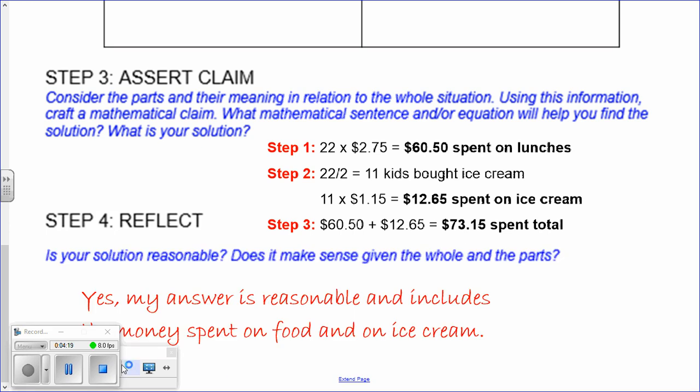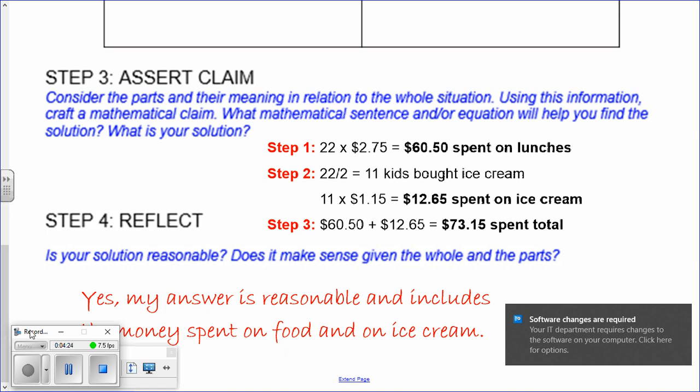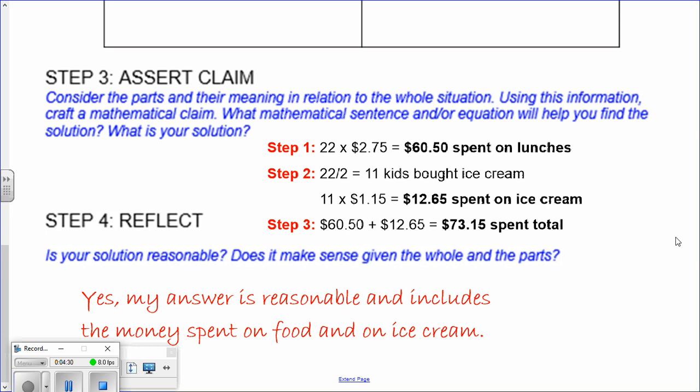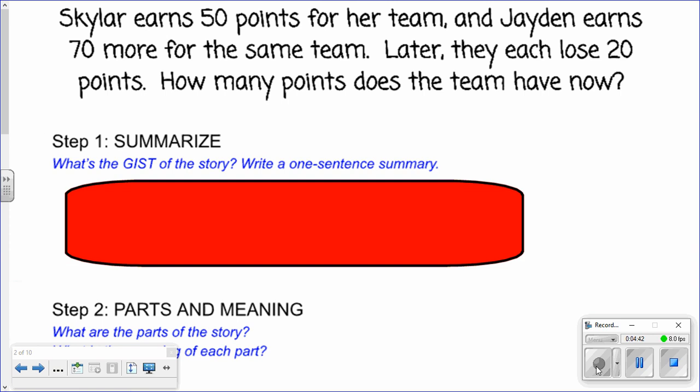So the last thing we want to do is reflect. Does our answer make sense? So yeah, our answer is reasonable because it includes the money spent on food, it includes the money spent on ice cream, and we made sure that we figured out how many students were half before we did our work. So yes, our answer considers every part of the problem. Let's take a look at the next problem.